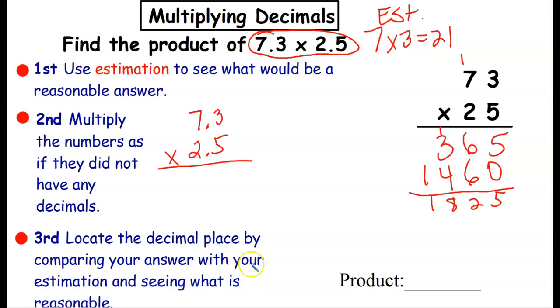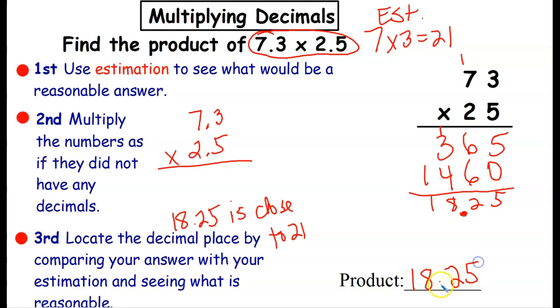So here's what I'm thinking. I'm thinking my estimate was 21, and if I put the decimal here, then that's close to the estimate. So I'm just making a little note that says 18.25 is close to 21. That's how I know that the product is 18.25. Okay, let's keep going.